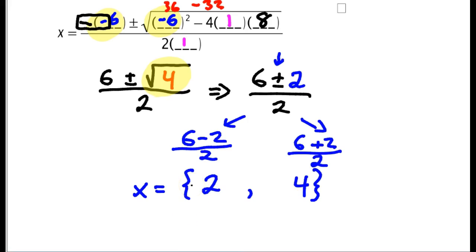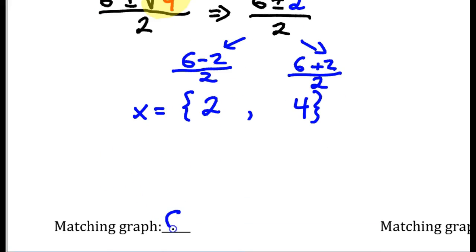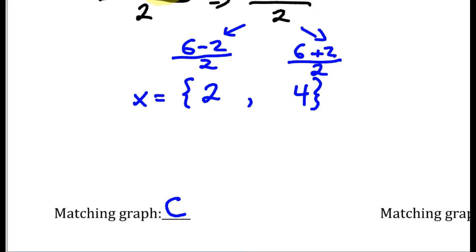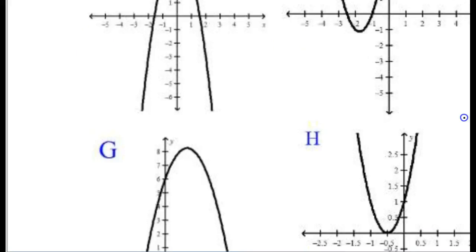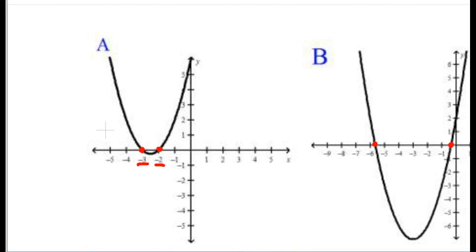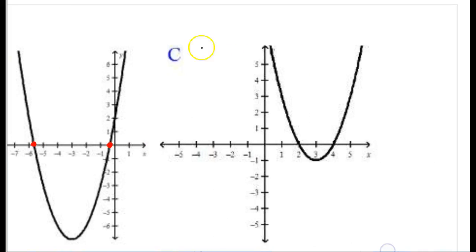Go look at the graph page and find what letter has x-intercepts of 2 and 4. Is it C? Okay, so that's what you put down here. The matching graph is C. Remember, all this is to find where it crosses the x-axis, the x-intercepts.